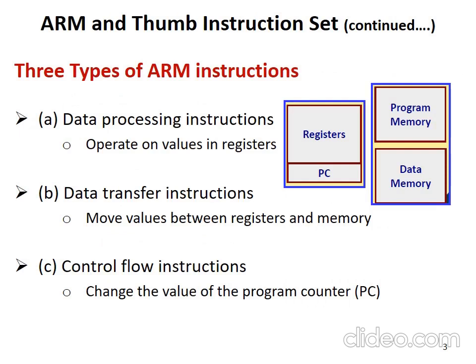There are 3 types of ARM instructions: data processing instructions, data transfer instructions and control flow instructions. What are data processing instructions? They operate on values in registers. The data transfer instructions move values between the registers and memory locations, and the control flow instructions change the value of the program counter.